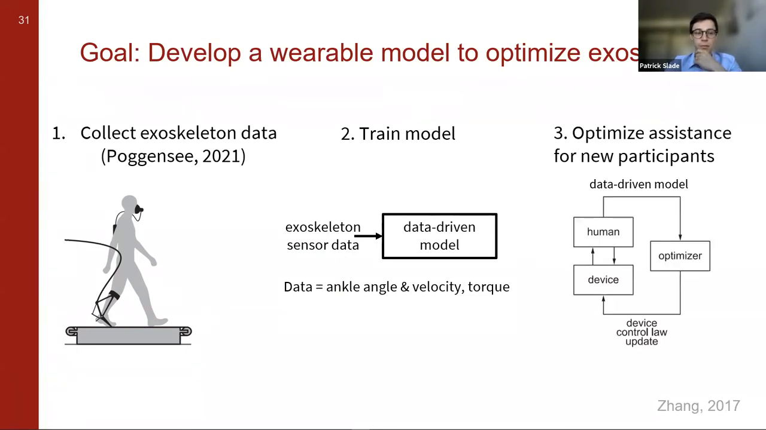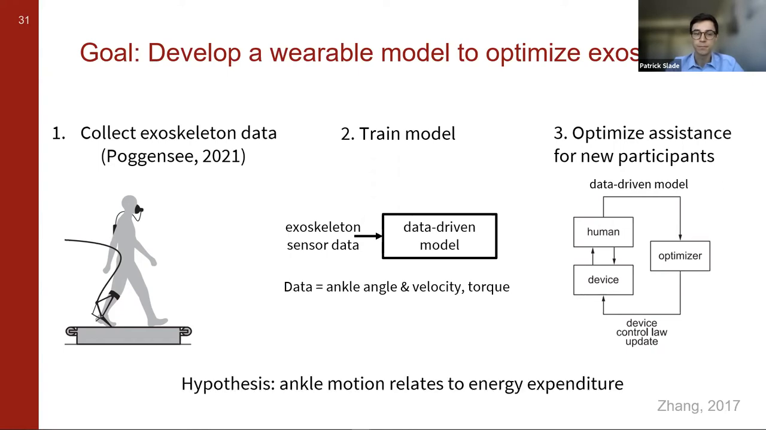The third step is to optimize this assistance for new participants and make sure it works in practice. So we take this data-driven model, we put it into this optimization loop, and we see if using this model allows people to see the same reduction in energy expenditure as they're walking. So it provides the same benefit. And a hypothesis here is specifically, ankle motion relates to energy expenditure, since that's what we'll be measuring and trying to relate.